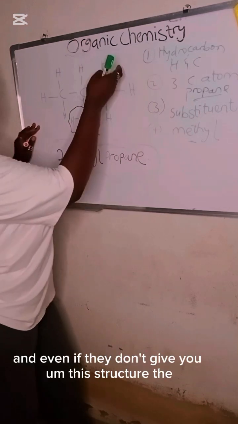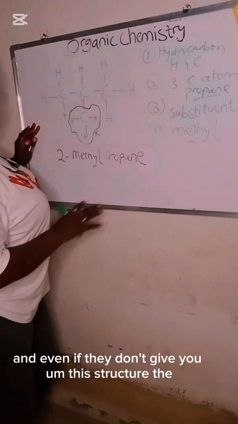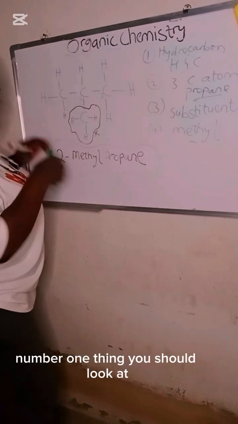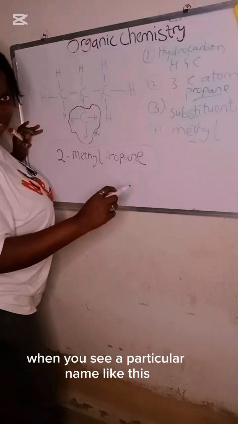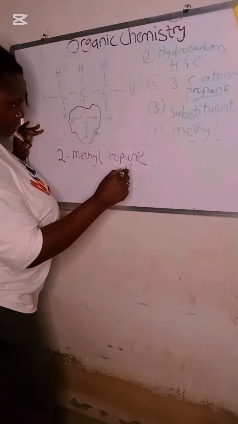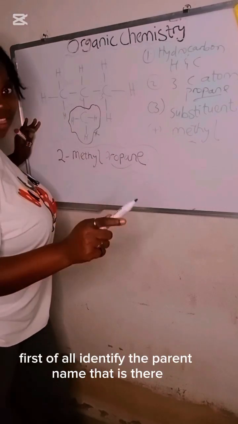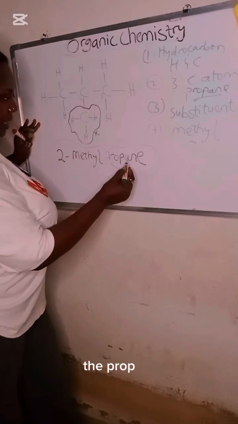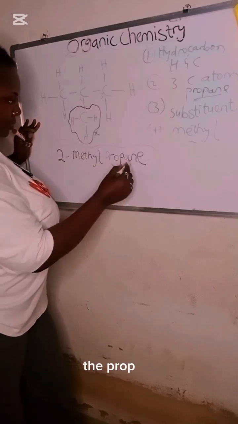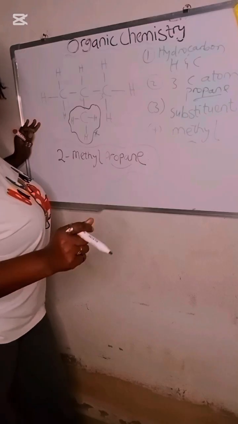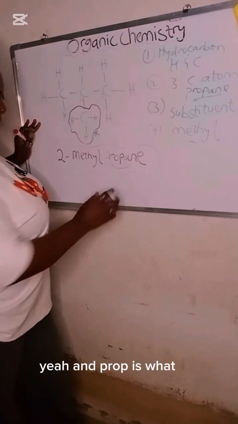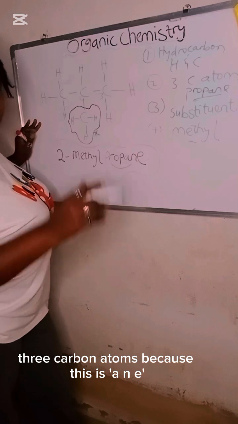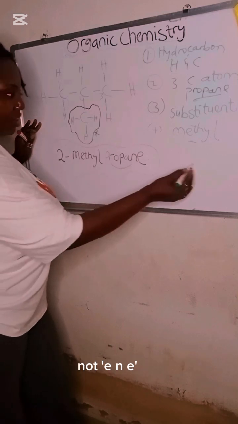And even if they don't give you this structure, you just see the name. Number 1 thing you should look at when you see a particular name like this, first of all, identify the parent name that is there. The N, the prop, the N. This is an alkane. And prop is what? 3 carbon atoms. Because this is ANE, not ENE.